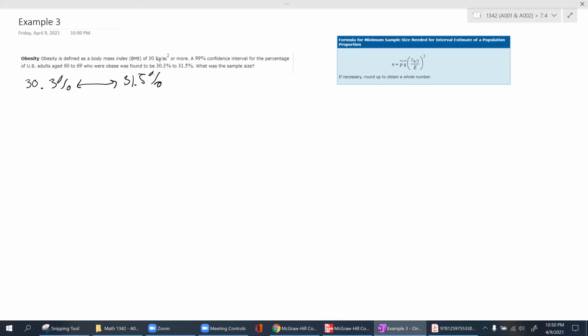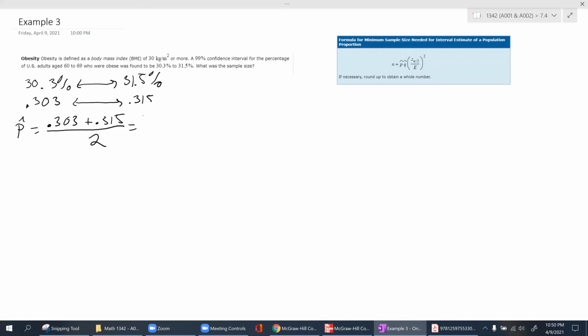And I need the average of these two. I need it right smack in the middle. So here this is 0.303. This here is 0.315. So to find my p hat, I need the average: 0.303 plus 0.315 over 2.